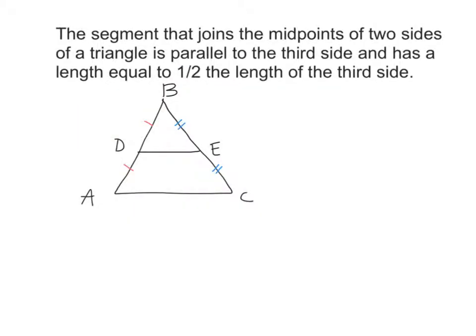So this is a little bit different. We're kind of jumping back into triangles for a minute. But the segment that joins the midpoints of two sides of a triangle is parallel to the third side and has a length equal to half of the length of the third side.